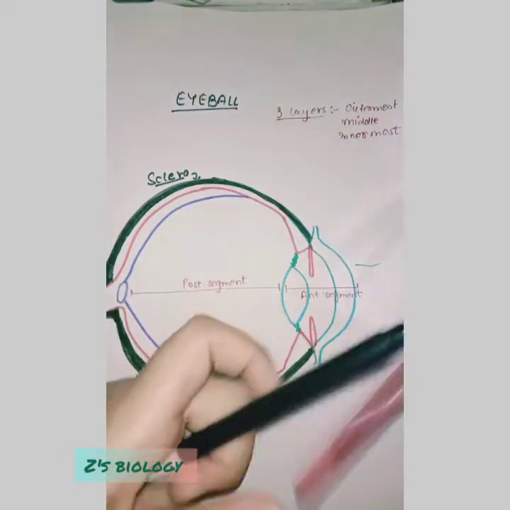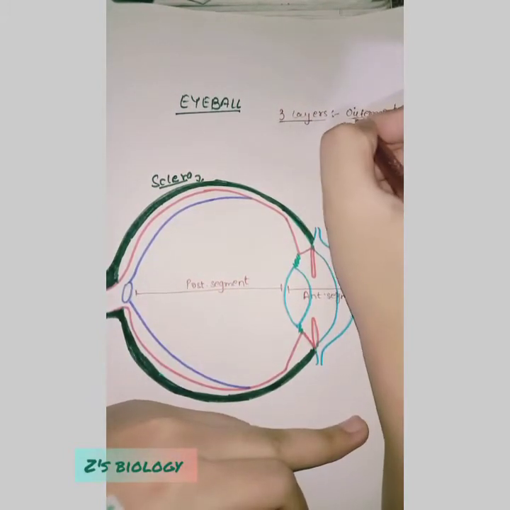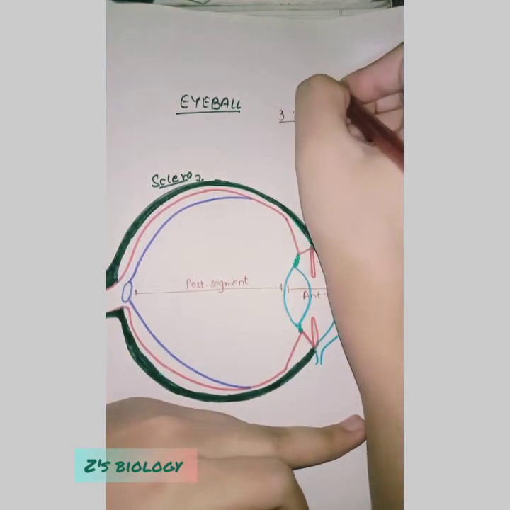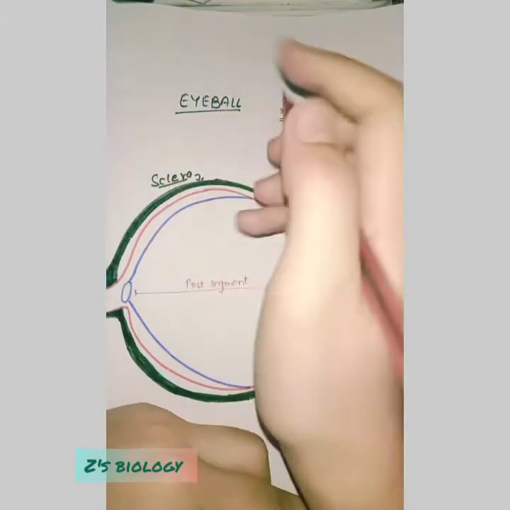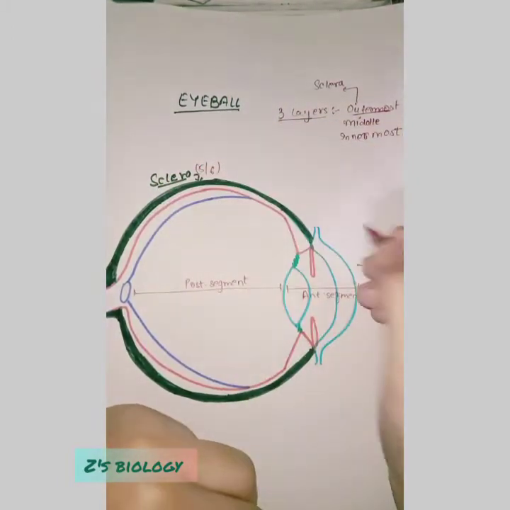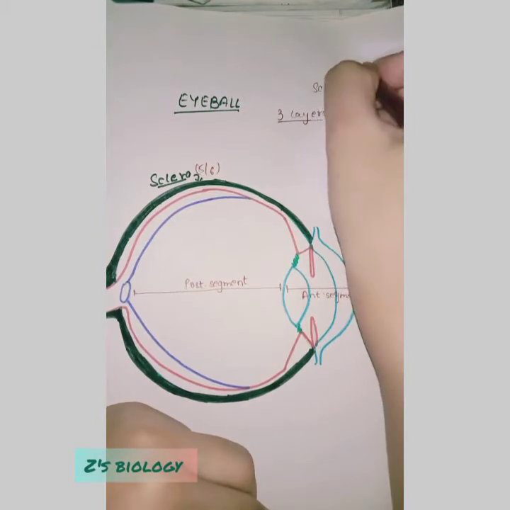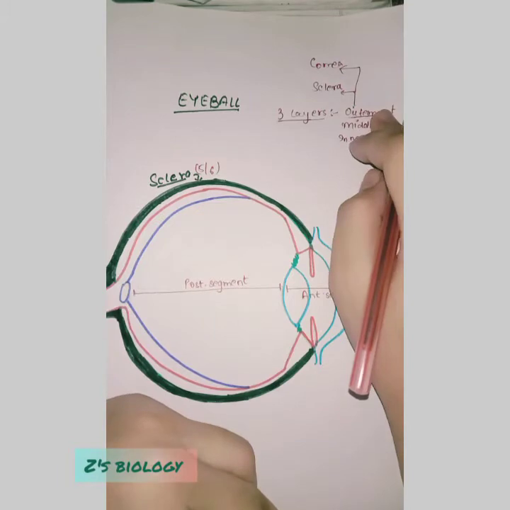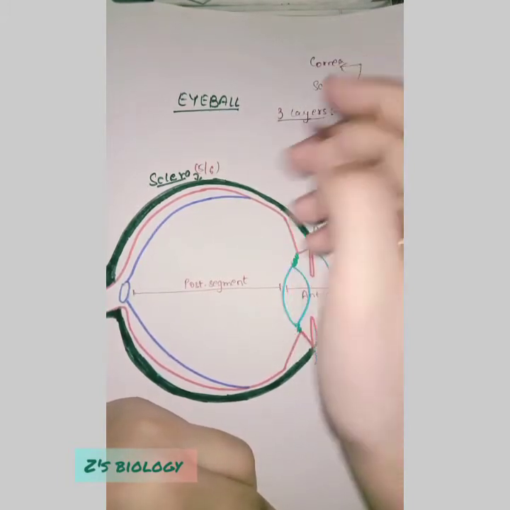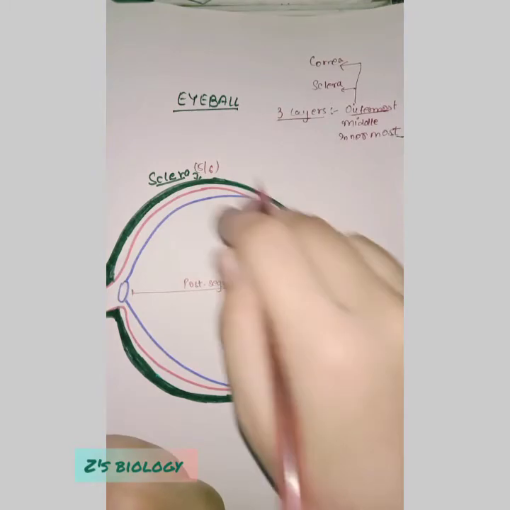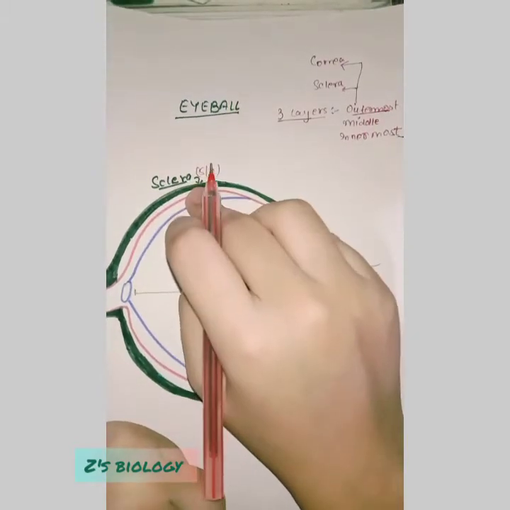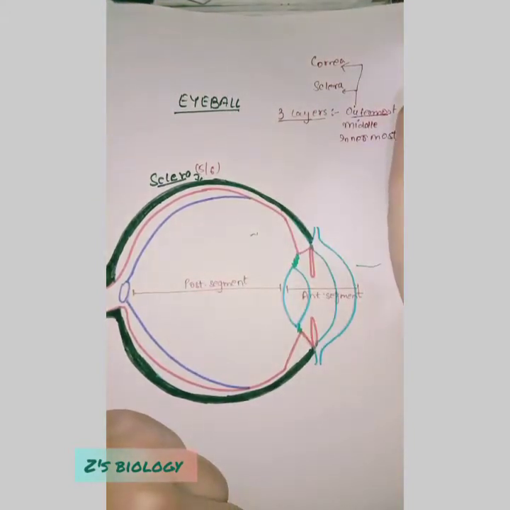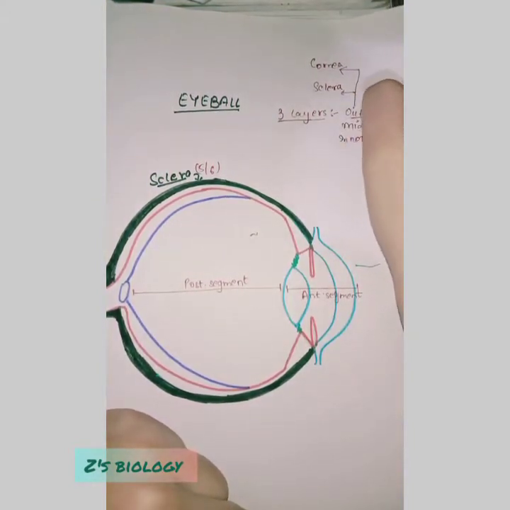Studying the outermost layer, or outermost coat, or outermost wall of the eye, it consists of the sclera, which is the posterior five-sixths part of the eye, and also we have the cornea. So the outermost layer of the eye consists of the sclera and cornea. The posterior five-sixths part of the eye is made up of the sclera. It is fibrous in nature, protective in nature, and sometimes the outermost layer is also called the fibrous layer.